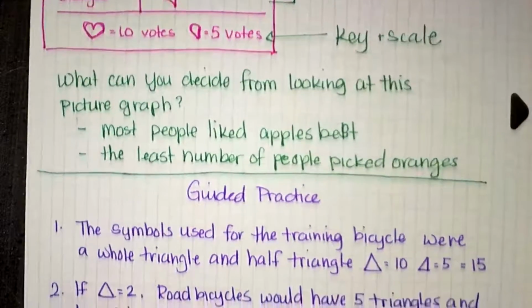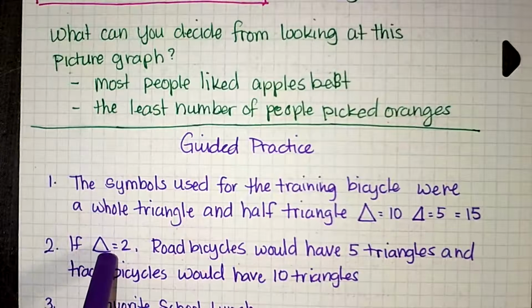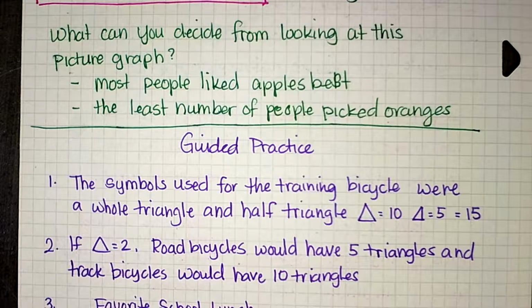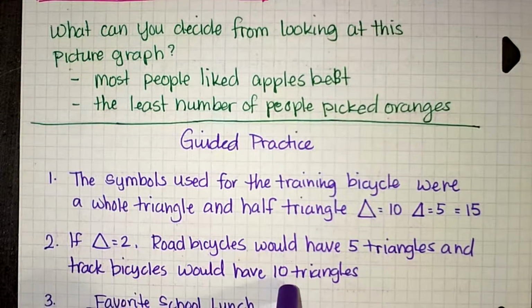For number 2, it said if the whole triangle equaled 2, how many triangles would there be for road bikes and for track bikes? So the road bicycles would have 5 triangles because they had a total of 10 altogether. And the track bicycles would have 10 triangles because they had a total of 20 altogether.